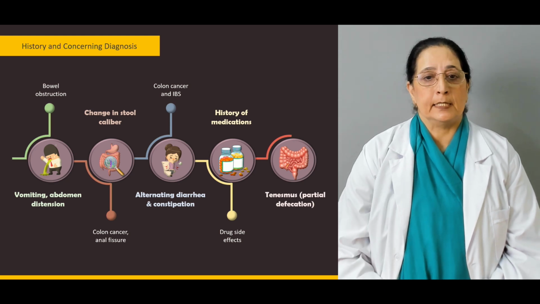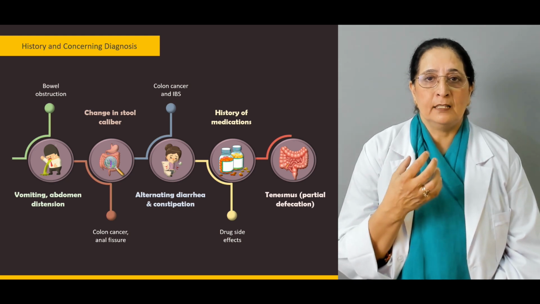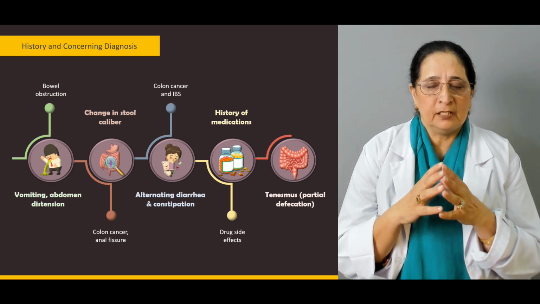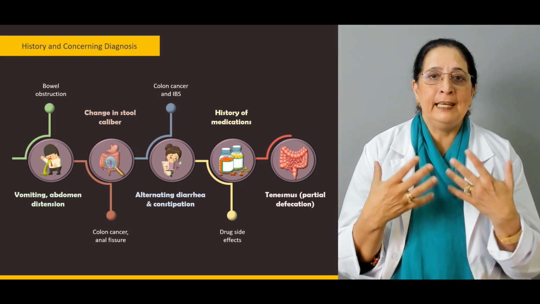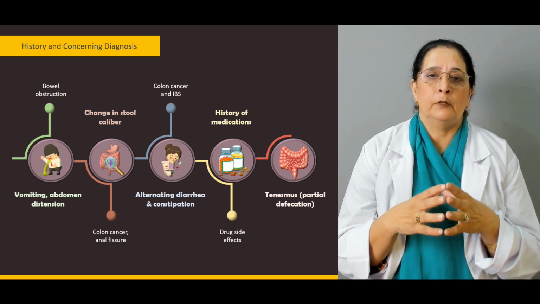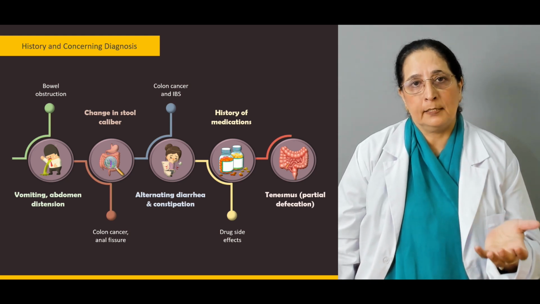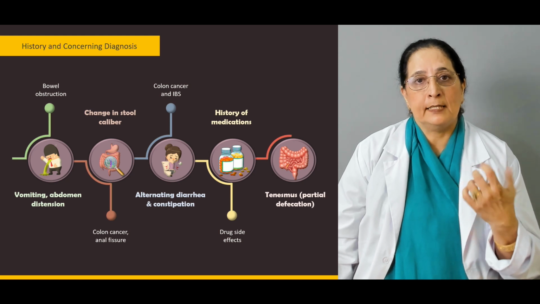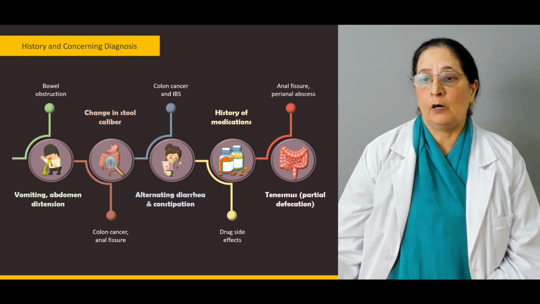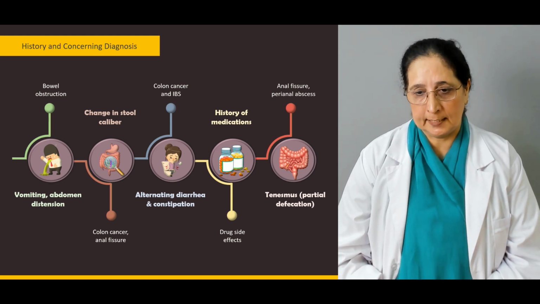And then tenesmus. Tenesmus is the feeling associated with partial defecation, that sense of irritation and the feeling of going to the restroom and having a bowel movement, but still it's hard to pass the feces. That's the feeling known as tenesmus, and again it is due to anal fissure or perianal abscess. Abscess and fissure are associated with tenesmus.